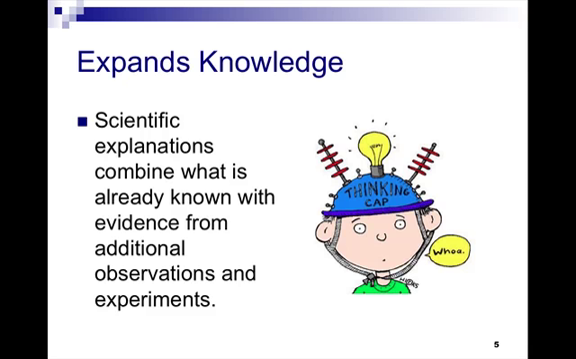Science also expands our knowledge. So scientific explanations combine what is already known with evidence from additional observations and experiments. So certain science builds from something very simple to something very complex, or we take something that's very complex and break it down into simple parts. It can go both ways.